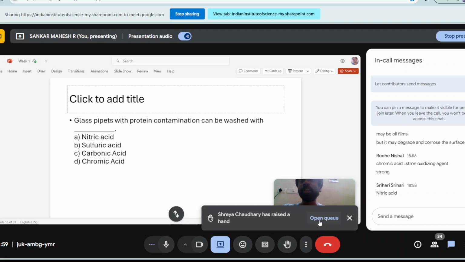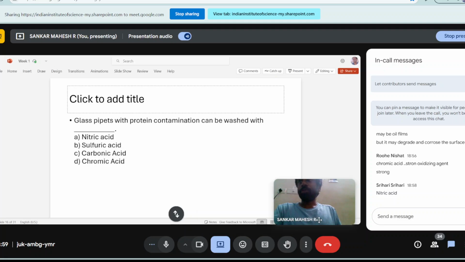Yeah, Shreya. So I would like to add that sulfuric acid is highly corrosive because it's very strong, so we shouldn't use it for cleaning glass pipettes. Okay, so that way we can avoid using sulfuric acid. So you agree that sulfuric acid is the strongest acid here. Yes, sir. And Srihari, you have mentioned nitric acid. Why would you say so?